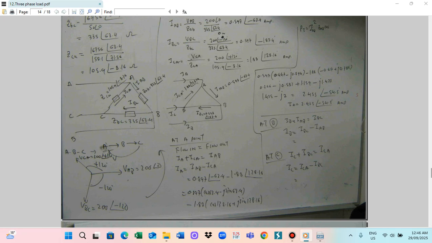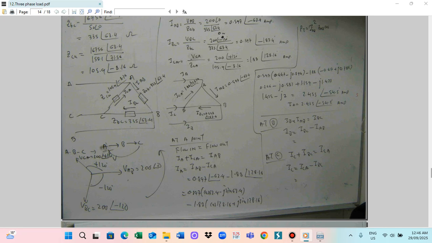IAB is equal to VAB by ZAB. So the VAB we already have, 200 angle 0. ZAB you already calculated. This is 335 angle 63.4. Then you get the current. So 200 divided by 335, you get 0.597.